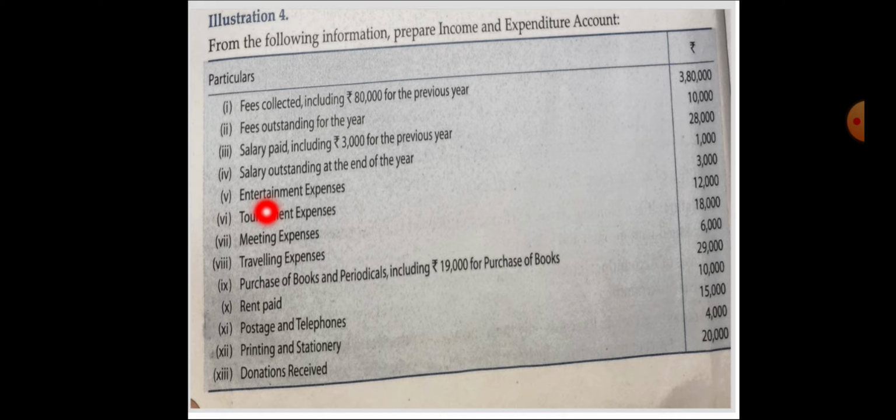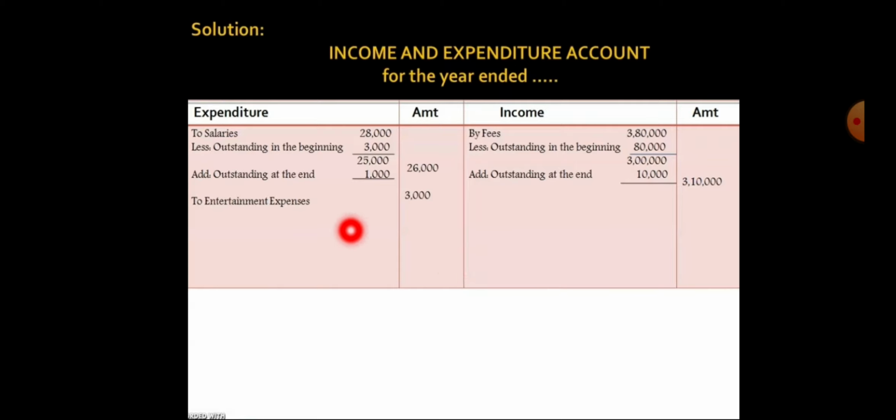Now the fifth item is entertainment expenses. As it is mentioned here, it is expenses. It will go to the expenditure account. 3,000 is the amount. So let us see how that transaction is done. Posting is done. So as it is expenses, we have recorded it in the expenditure side. To entertainment expenses 3,000. Okay.